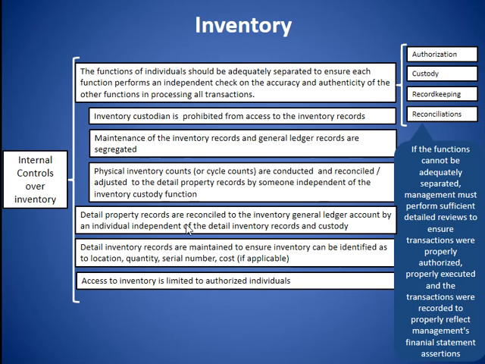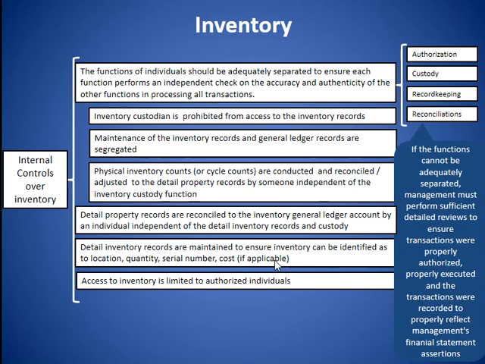Detailed property records are reconciled to the general ledger inventory account by an individual independent of the detailed inventory records and of custody. Detailed inventory records are maintained to ensure inventory can be identified as to location, quantity, and serial number, or sometimes cost if that's applicable in their particular costing system.